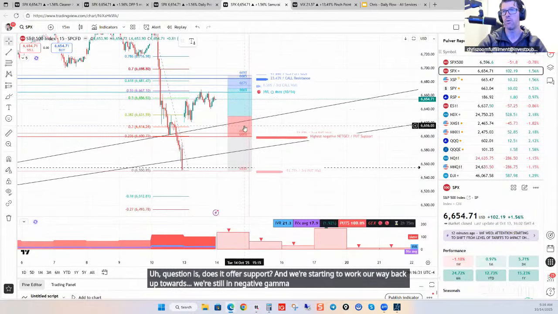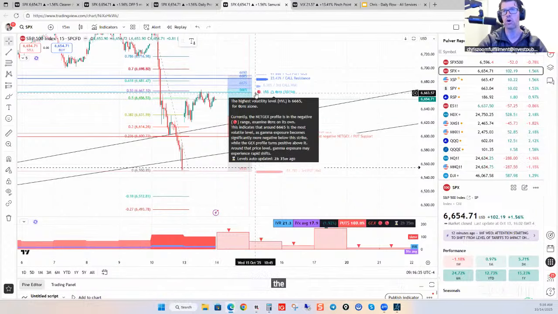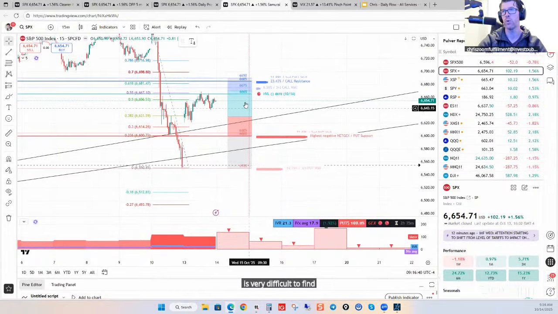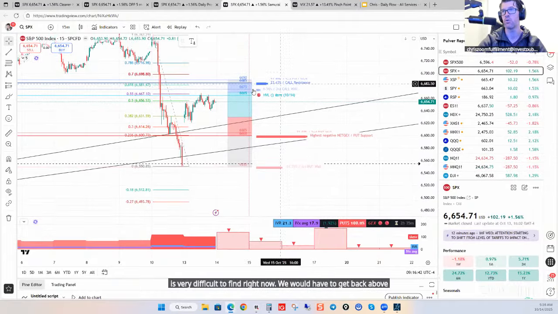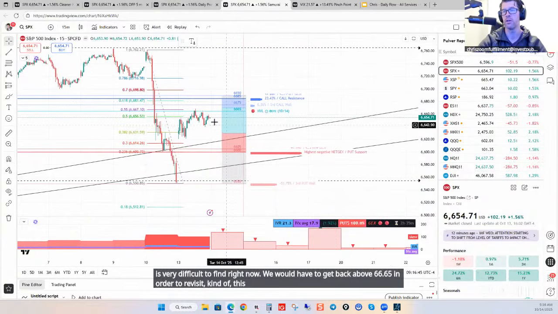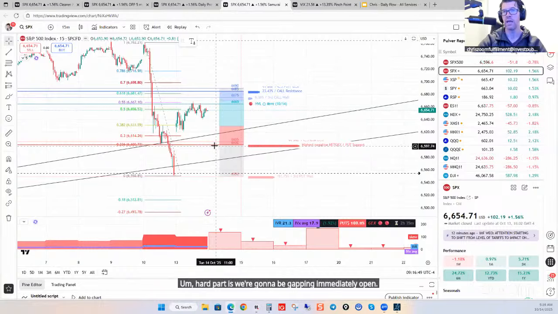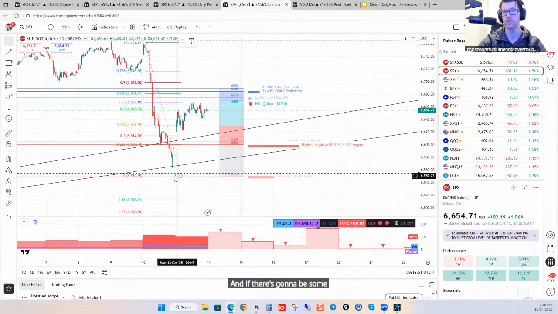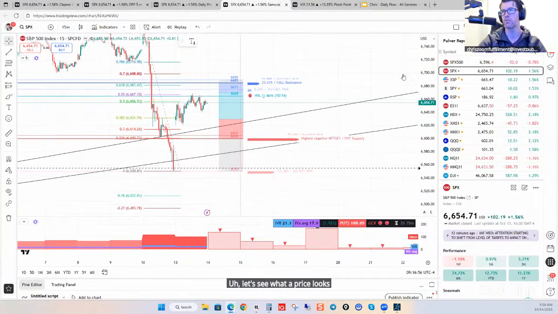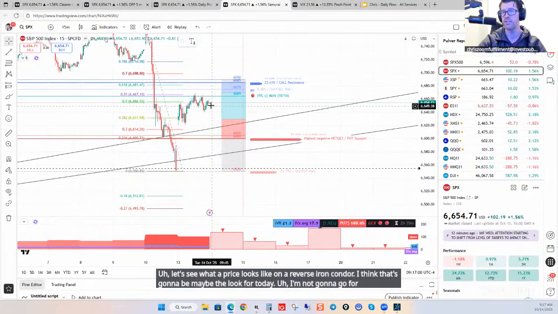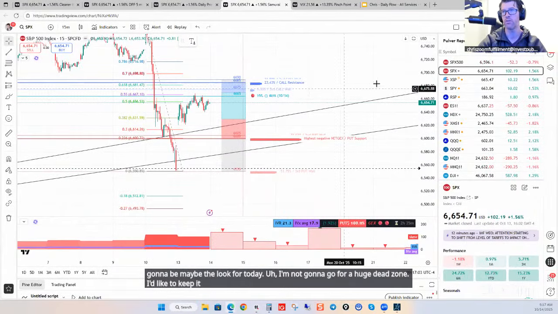So with higher volatility and negative gamma, the sell put, sell call, zombie drift to the upside is very difficult to find right now. We would have to get back above 66, 65 in order to revisit this bullish market. Hard part is we're going to be gapping immediately at the open. If there's going to be some falling towards the Friday lows, let's see what the price looks like on a reverse iron condor. I think that's maybe the look for today. I'm not going to go for a huge dead zone. I'd like to keep it within like 20 to 25 points.